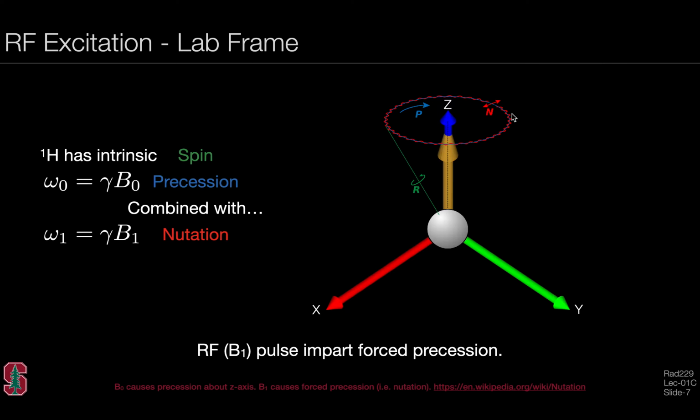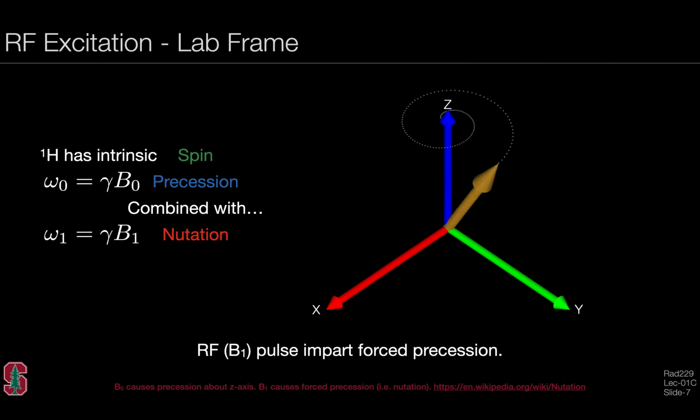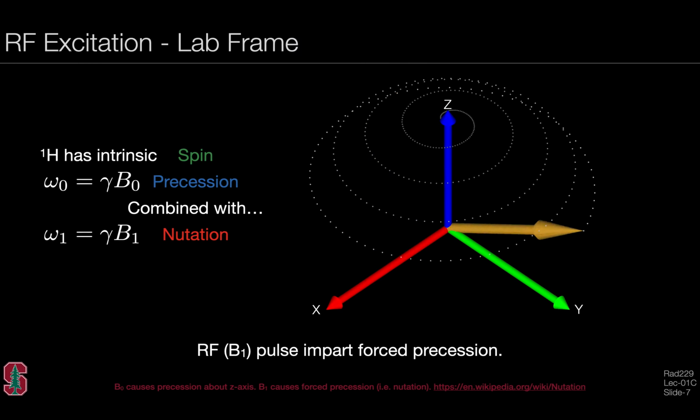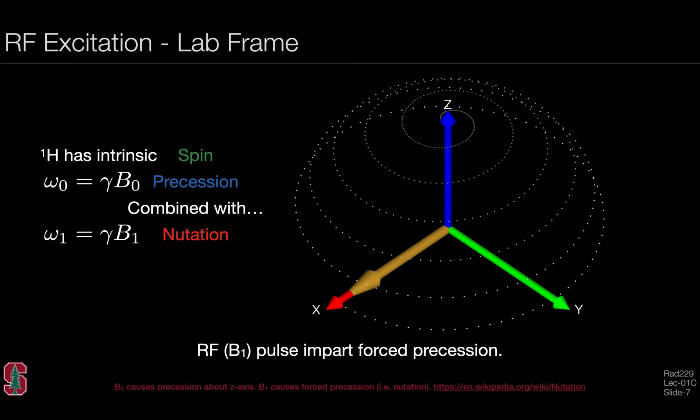There's some precession as well at the Larmor frequency, but there's also nutation at a much lower frequency. And so here we can see the combinations of precession and nutation. And nutation is also sometimes referred to as tipping. So we're tipping the bulk magnetization, here shown in the laboratory frame.